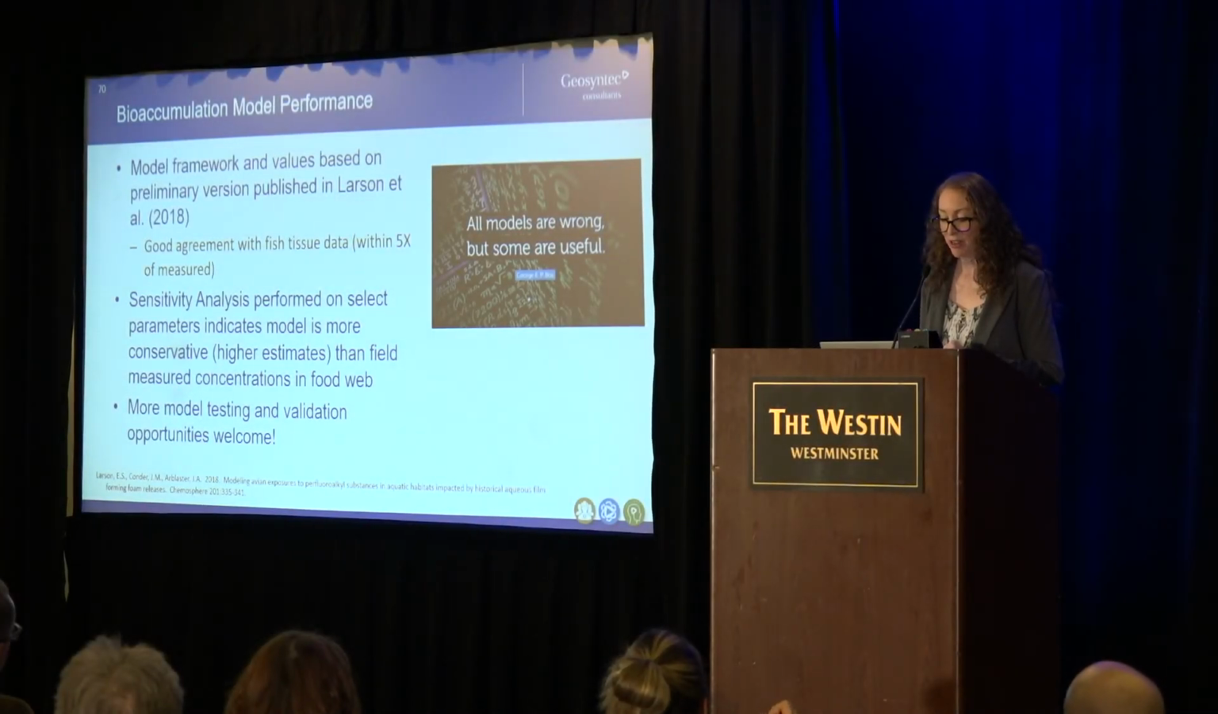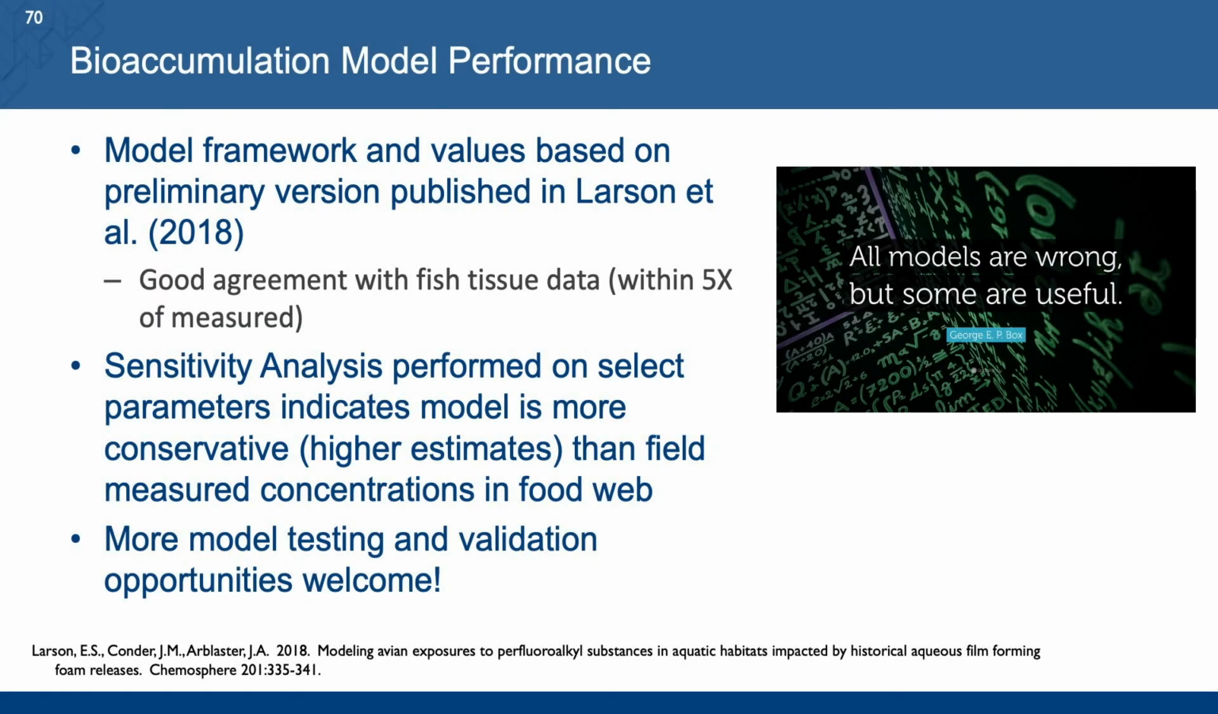So we have done a little bit of testing of this model. We do like to think it works fairly well. We did some of the preliminary model frameworks working with Emily Larson in 2018. We put together a comparison of 5 example AFFF sites using a preliminary version of this model. And we found that it did have good agreement with fish tissue data where we had measured data to compare it to, usually within about a factor of 5. And so that's pretty good agreement for a model like this.